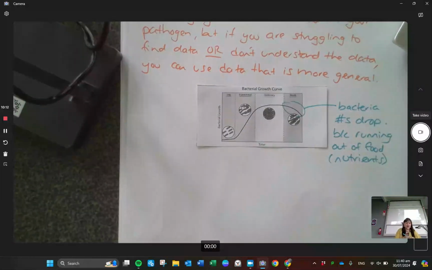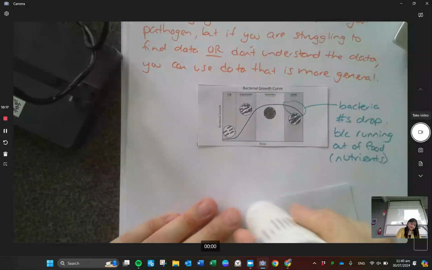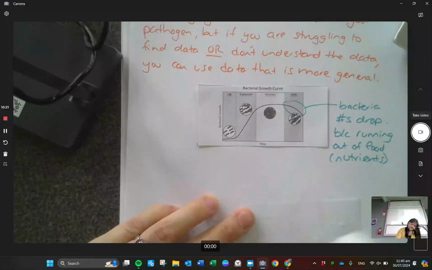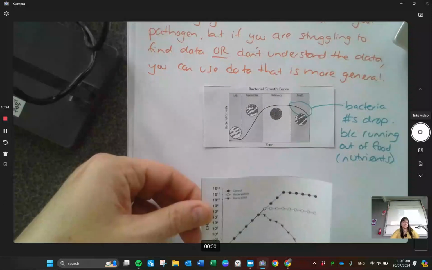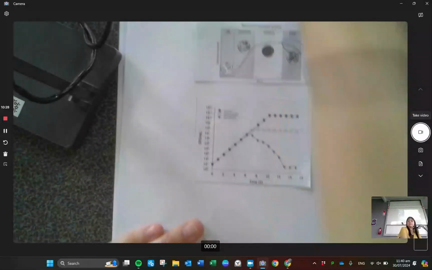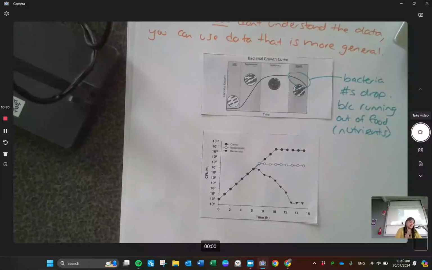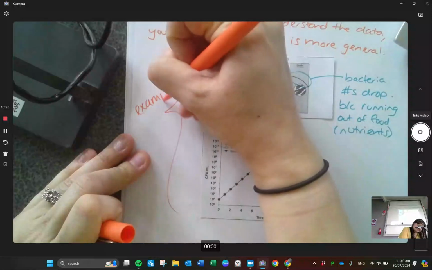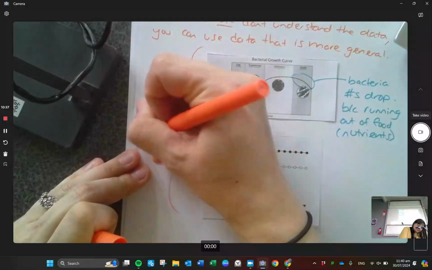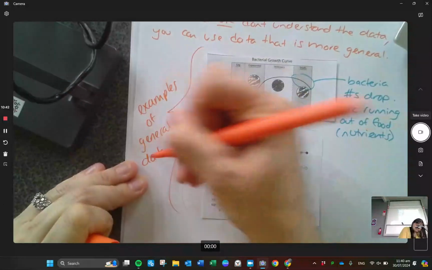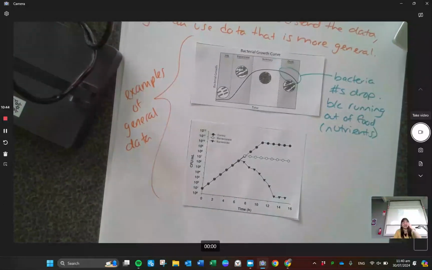All right, I've got a second one here, which again is a general one that I thought was useful to see. Glue this guy down. So the last one. I'm just going to make a note: these are examples of general data. So those are acceptable to use.